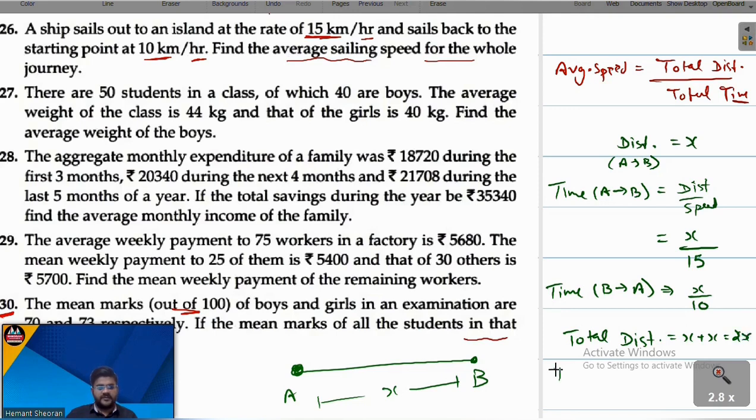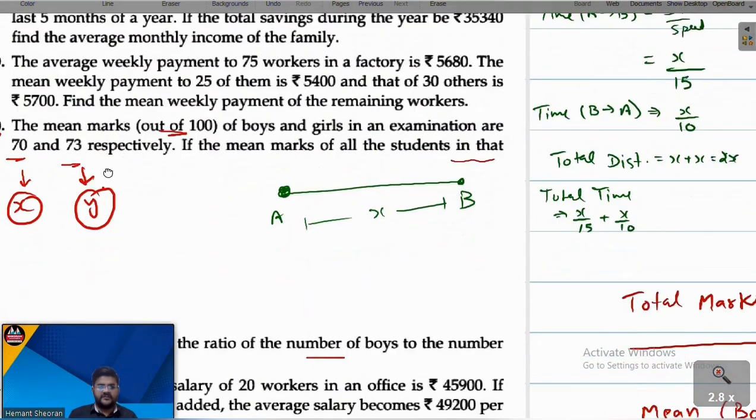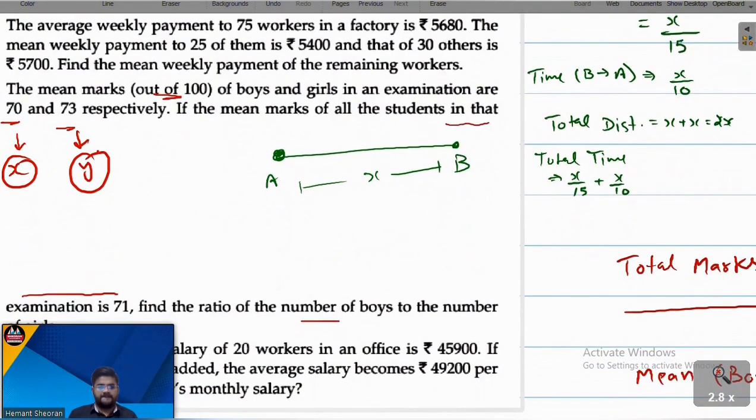And do we have the total time as well? What's the total time? x over 15 plus x over 10. If you take their LCM, what answer will you have? 5x over 30, so x over 6. Okay, you got x over 6. The reason is the LCM we got, 30 as the LCM. Yes or no?